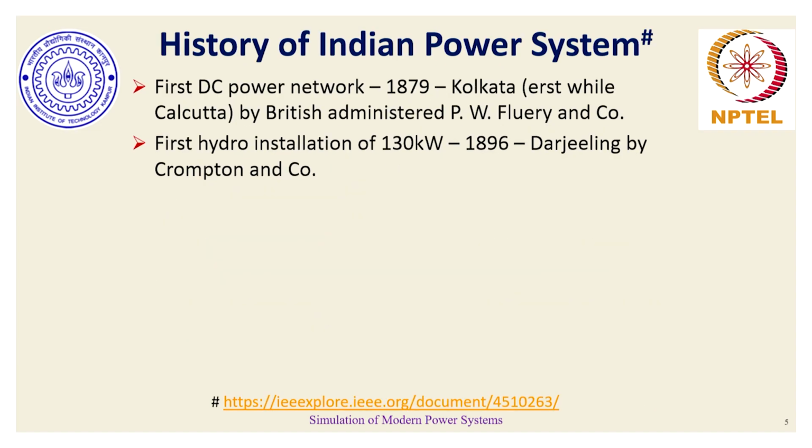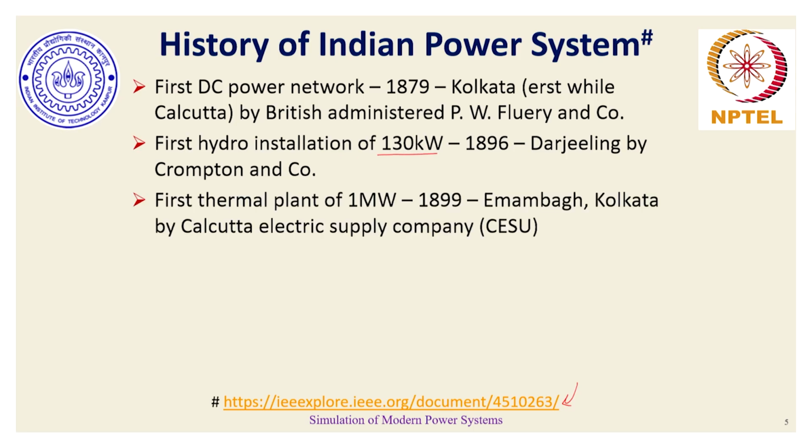Coming to the evolution or history behind the Indian power system, to some extent we have to thank the Britishers for their visit to India and for having helped us set up this idea of electrification. Details of this history can be found in this resource paper, which is an IEEE conference paper. In 1879 in Kolkata, the first DC power network was set up. Then the first hydro power installation was done in Darjeeling, with a rating of 130 kilowatt. The first thermal power plant came up in Imambagh, Kolkata, with a rating of 1 megawatt.